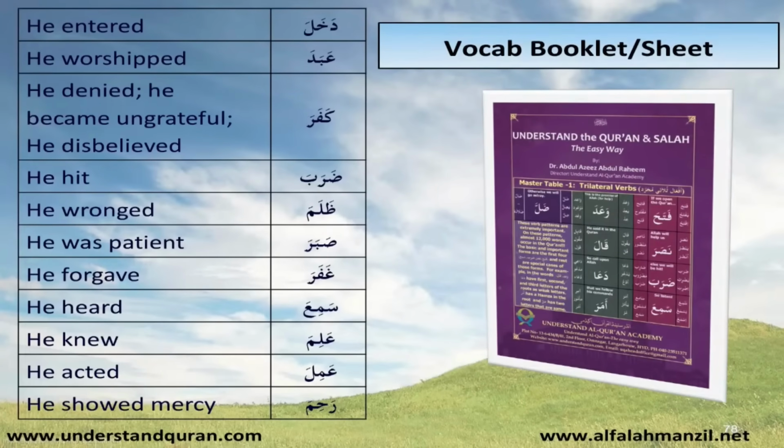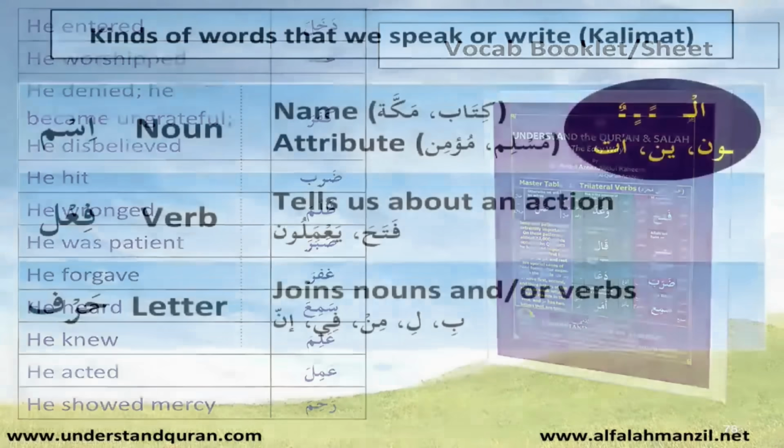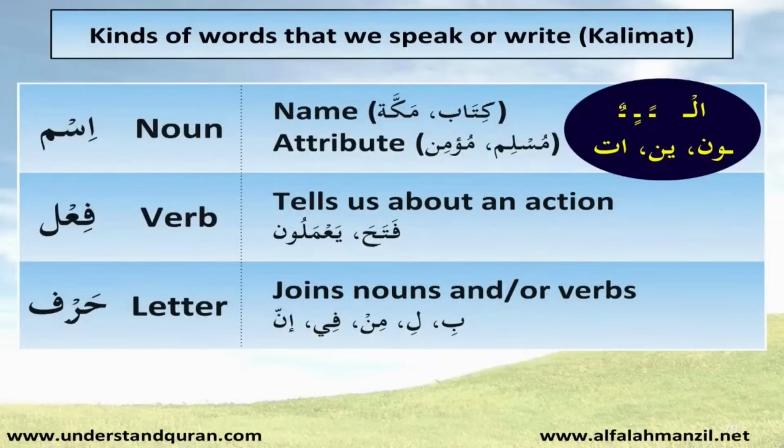These are some of the words we have done in the previous sessions, so we can quickly go over them. Dakhala, abada, kafara, daraba, zalama, sabara, ghafara, samia, alima, amila, rahima. And I hope that you already know the meanings. If you don't, they're written on the right hand side or the left side.